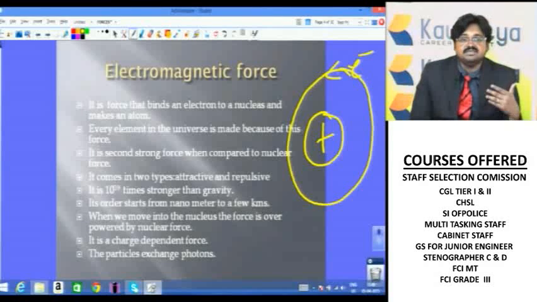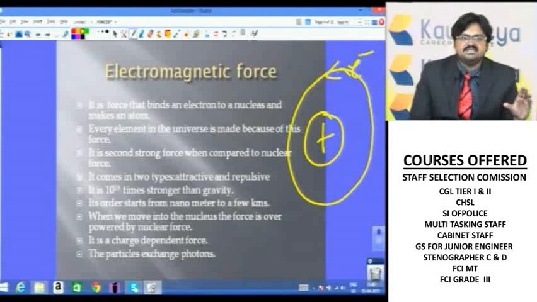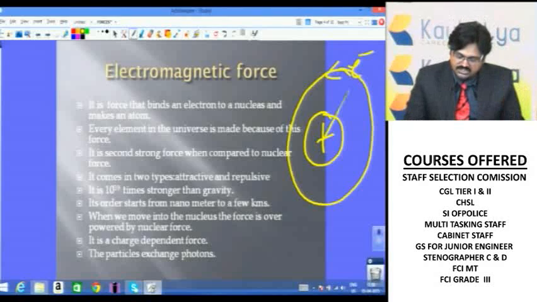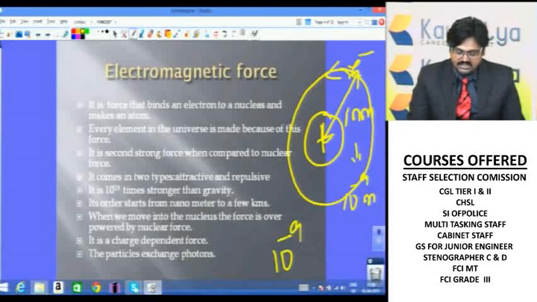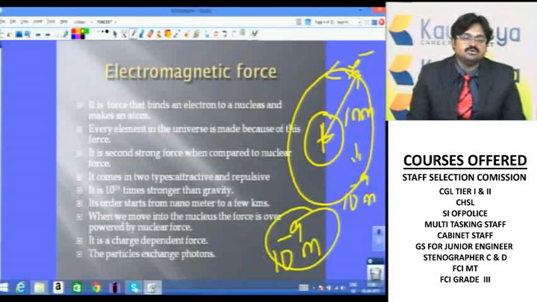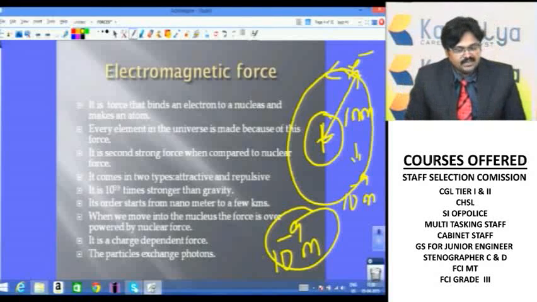Now what is the range of these electromagnetic forces? The range is from the nanoscale to a few meters. What is the distance between this positive charge and the electron? It is about 1 nanometer. Now what is a nano? A nano is of the order of 10 to the power of minus 9 meters. So the electric force starts from 10 to the power of minus 9 meters and moves on to a few meters. Okay, so these are the electromagnetic forces.